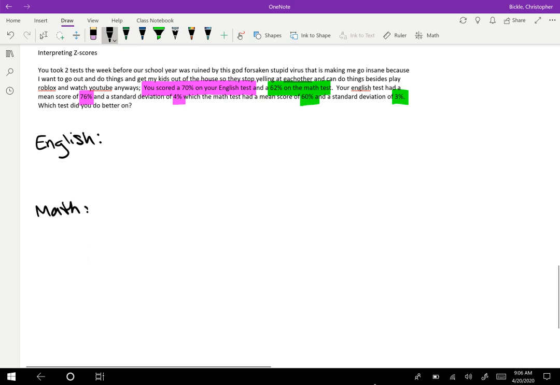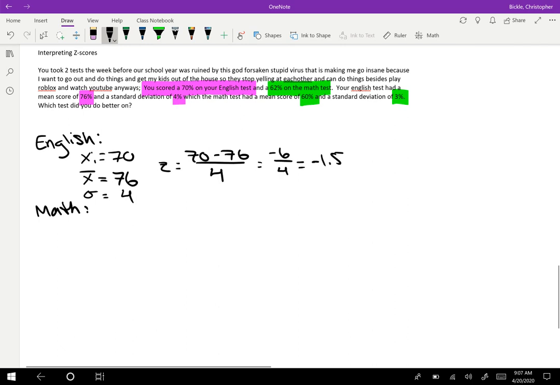So English, they told us our X sub i, or your data point, was a 70. Got a 70%. That's not bad. The mean, or median, because it's normal, was a 76, and sigma was 4. To find that Z-score, we do your data point minus the mean, divided by 4. That's negative 6 divided by 4, which is negative 1.5. So although you got a C on that test, you're actually 1.5 standard deviations below the rest of the class. Even though you got a C and you might be happy about that, in comparison to everybody else, you're not doing quite as well as you thought you were.